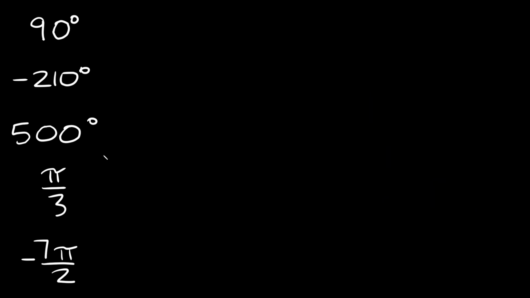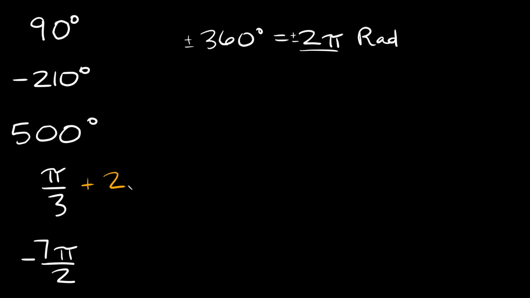Okay, so now let's move on to the radians. So now we have pi over 3. So how would we add or subtract 360 from this? Well, the only conversion that we need to remember is that 360 degrees is the same thing as 2 pi radians, right? So adding or subtracting 360 degrees is the same thing as adding or subtracting 2 pi, all right? So then here, pi over 3, in order to find a positive coterminal angle, we can simply add 2 pi.